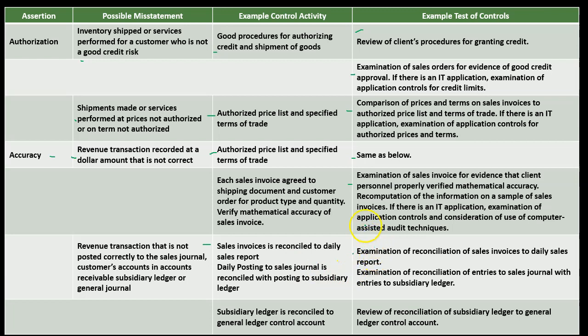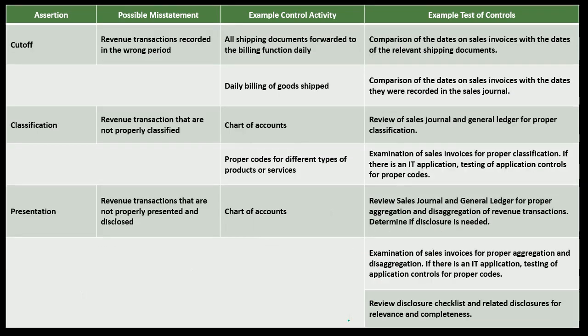The next internal control that we can set up with relation to the assertion of accuracy is that the subsidiary ledger is reconciled to the general ledger control account. How can we test for that as the auditor? Review of reconciliation of the subsidiary ledger to the general ledger control account.